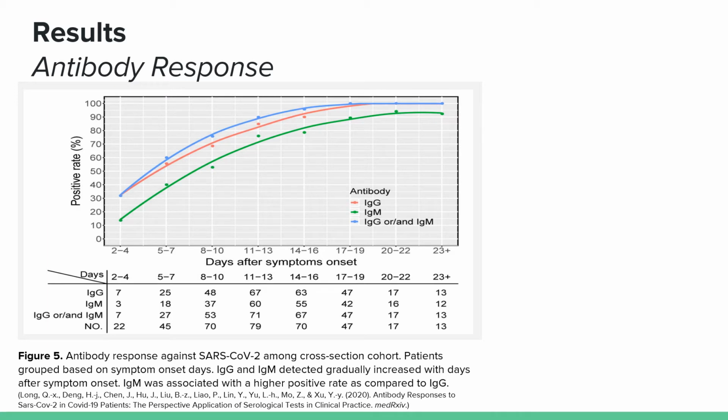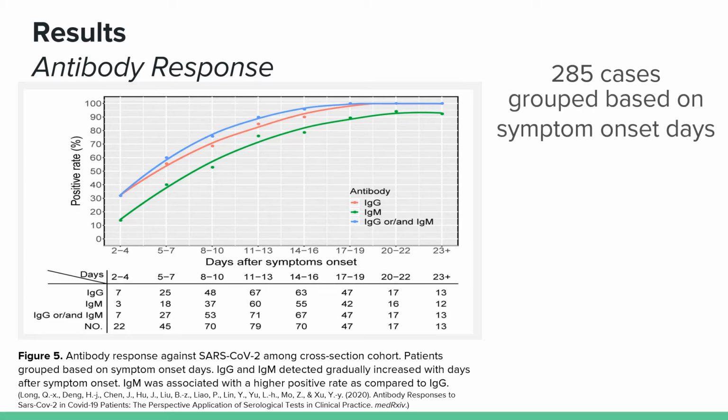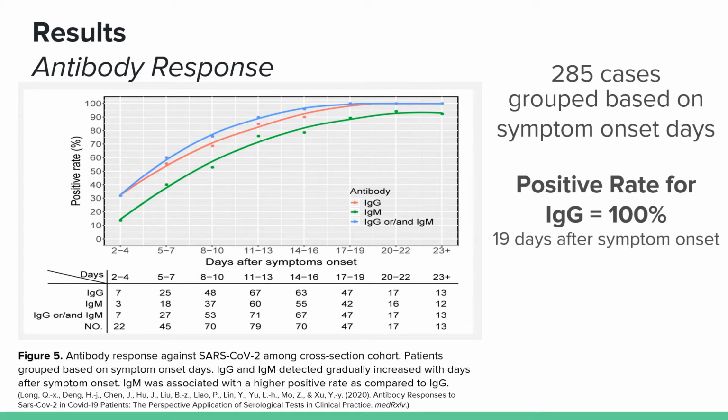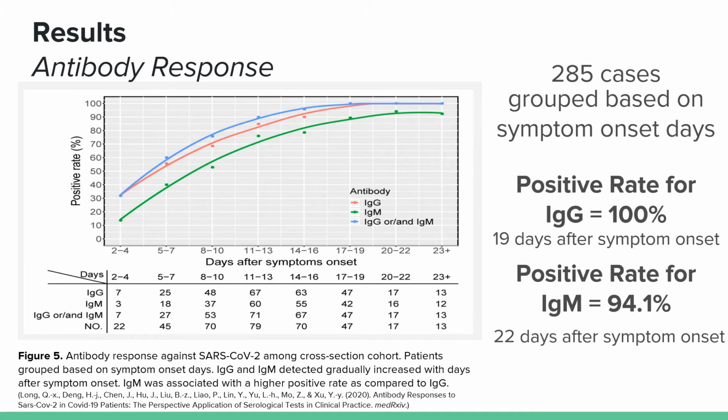In the study of the cross-section cohort of 285 cases, antibody detection rate based on the number of days after the onset of symptoms were determined. Patients were grouped based on symptom onset days, where the levels of IgG and IgM that were detected in the cohort gradually increased with days after symptom onset. The positive rate of IgG reached 100% at around 19 days after symptom onset, whereas IgM reached a peak of 94.1% around 22 days after symptom onset.